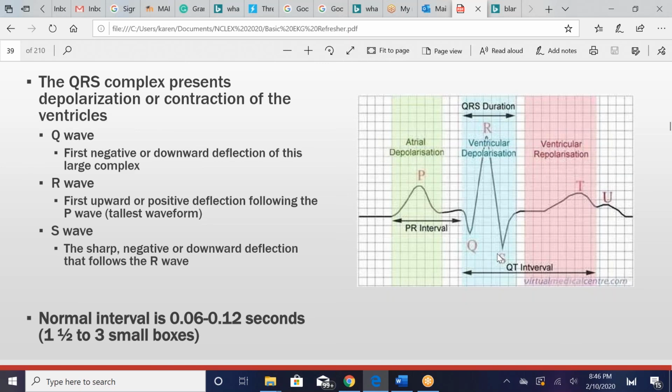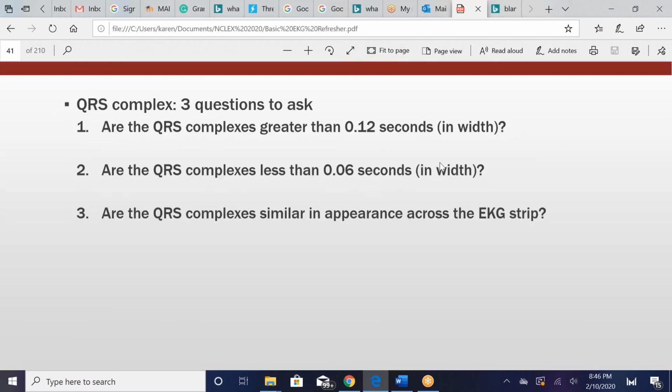Okay, so the normal interval is 0.06 to 0.12 seconds. A couple of questions you need to ask. Are the QRS complexes greater than 0.12 seconds? And that's in width. You're looking at the width of it. Are the QRS complexes less than 0.06 seconds? Are the QRS complexes similar in appearance across the EKG strip?